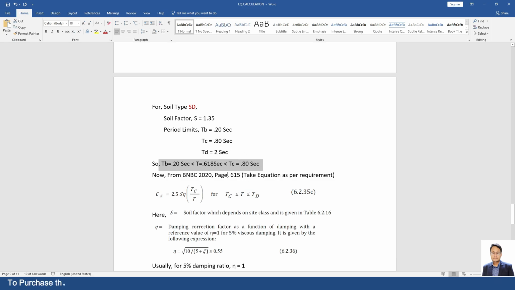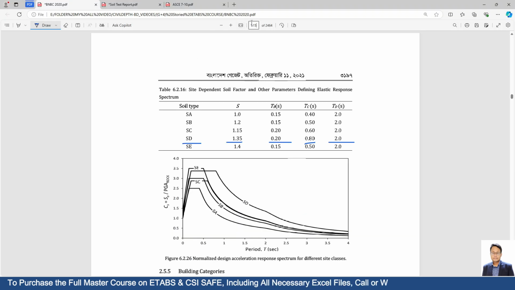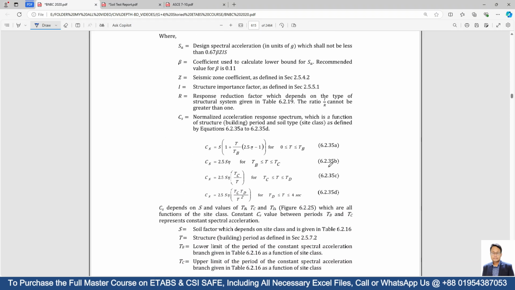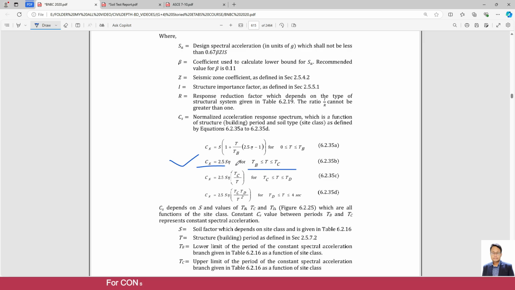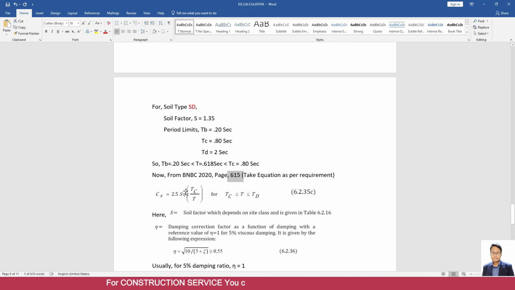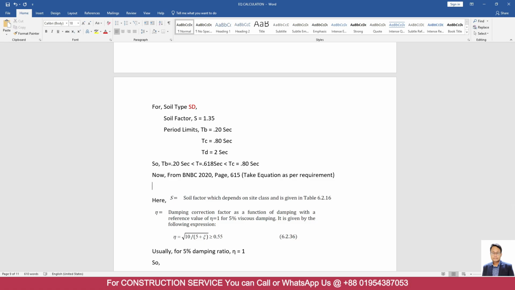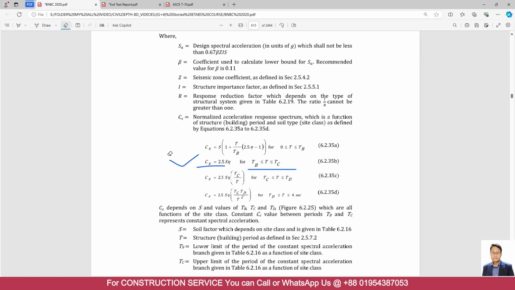Hope you can understand. So let's go to page number 615 in BNBC, 615 here. You can see the formula for calculating Cs when the case is T greater than TB but less than TC. The formula is Cs equals 2.5 S eta. That means we will not take this factor TC by T. Okay, let's delete this one. Take a snapshot from here.